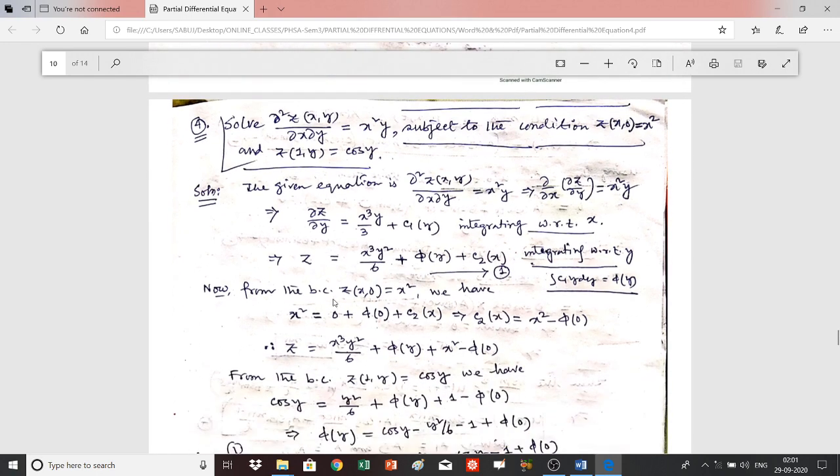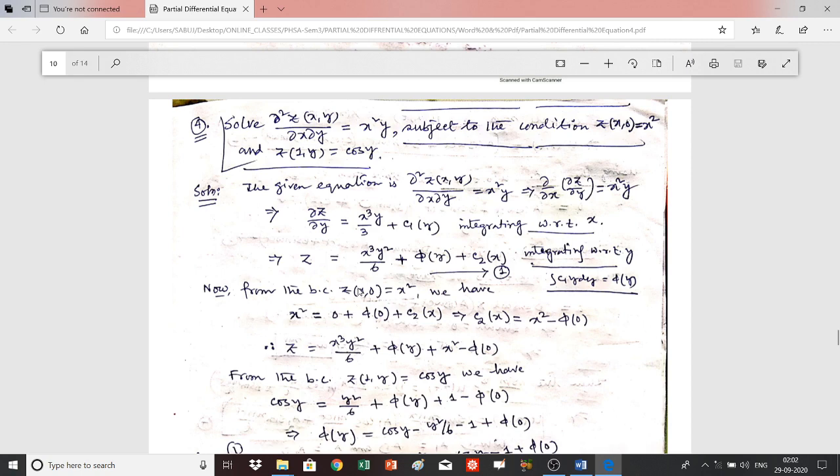So now from the first boundary condition, that is z(x,0) equal to x². From this relation you can write x², since the value of z is in this case x², is equal to, here y is 0, so the first term will give you 0, then this term will give you phi(0), and here is c2(x), and from here c2(x) is equal to x² minus phi(0).